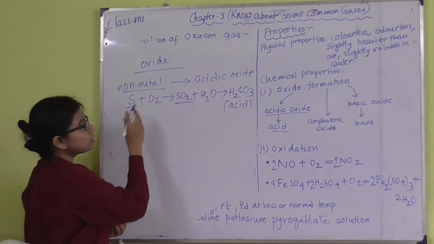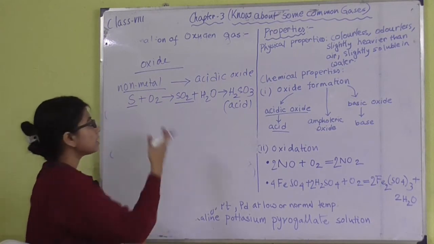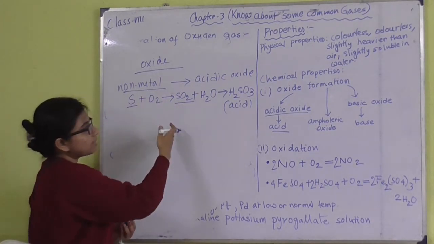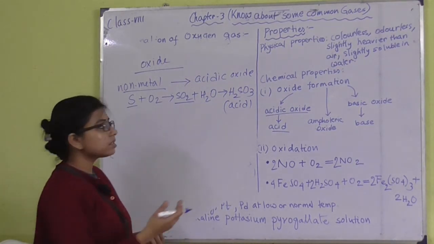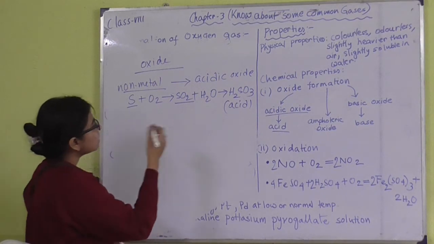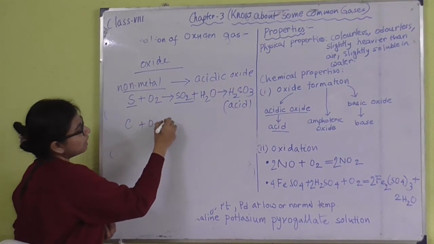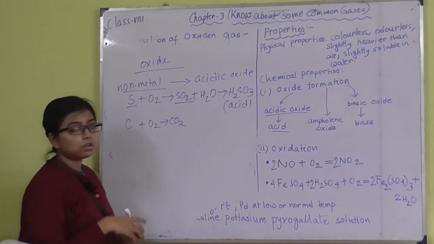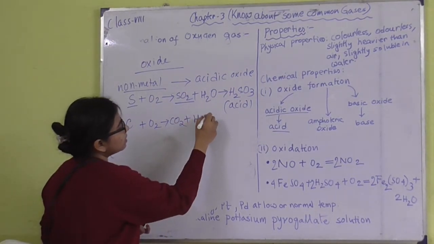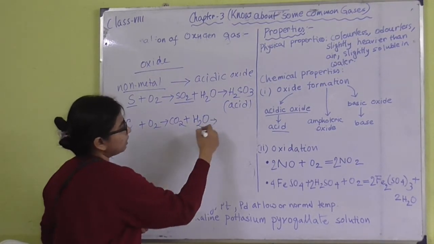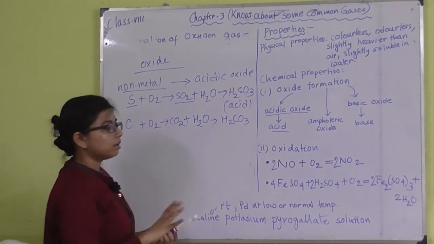So, sulfur is a non-metal. With oxygen it will give an acidic oxide, sulfur dioxide. With water, an acidic oxide generally gives an acid, and here we have taken sulfur dioxide, so it will give us sulfurous acid. Next example we can take as carbon. Carbon with oxygen will give us carbon dioxide. Carbon dioxide is also an acidic oxide, and if we react carbon dioxide with water, we will get H2CO3, which is known as carbonic acid, an acid.